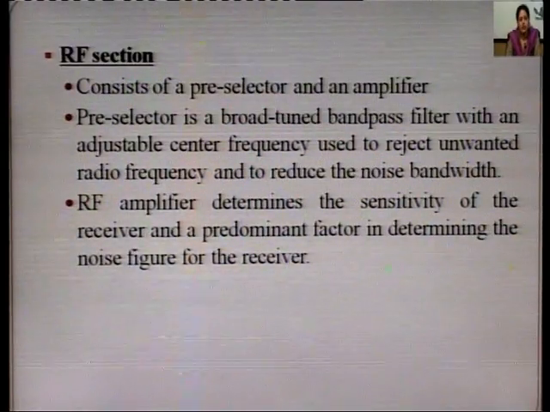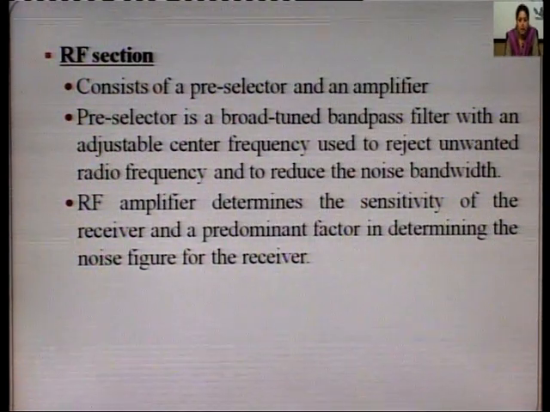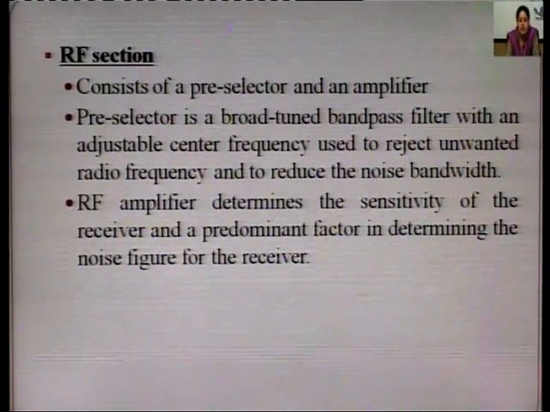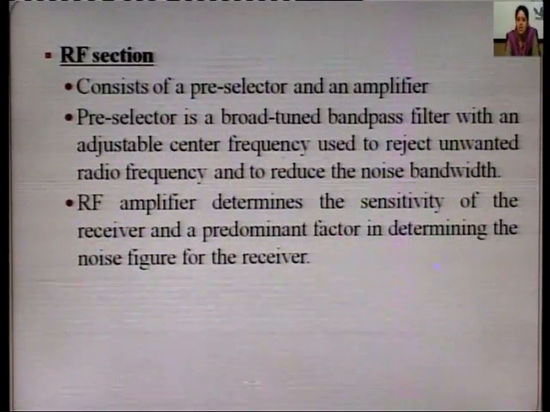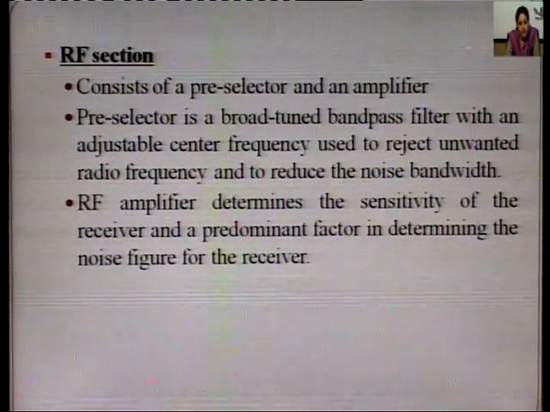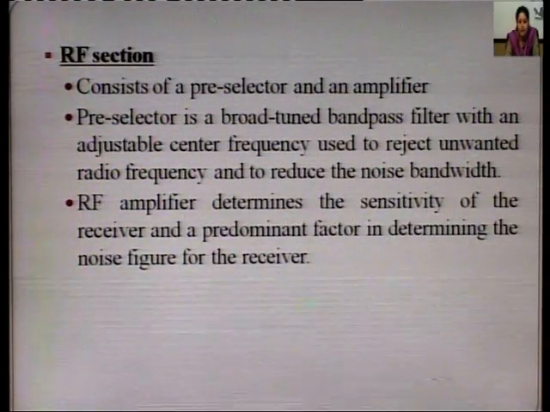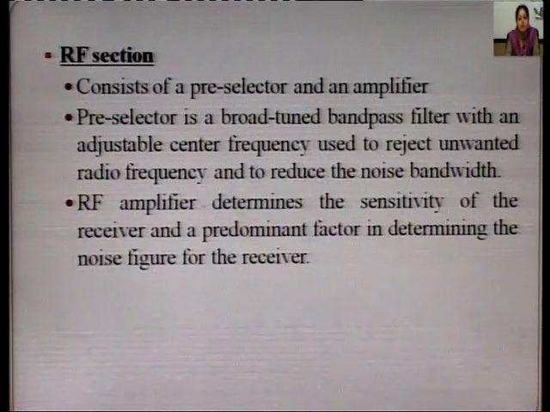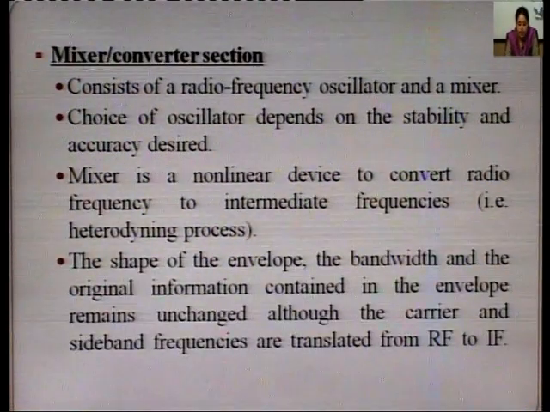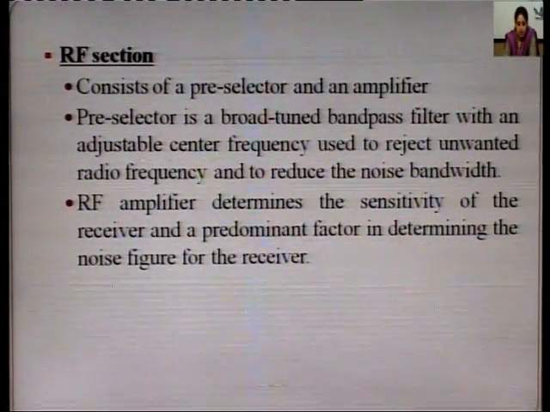So considering the RF section, it consists of a pre-selector and an amplifier as shown in the diagram. The pre-selector is a broad tuned bandpass filter with an adjustable center frequency. Your center frequencies can be adjusted by the pre-selector, which is used to reject unwanted radio frequencies and to reduce the noise bandwidth. The RF amplifier determines the sensitivity of the receiver and is a predominant factor in determining the noise figure.